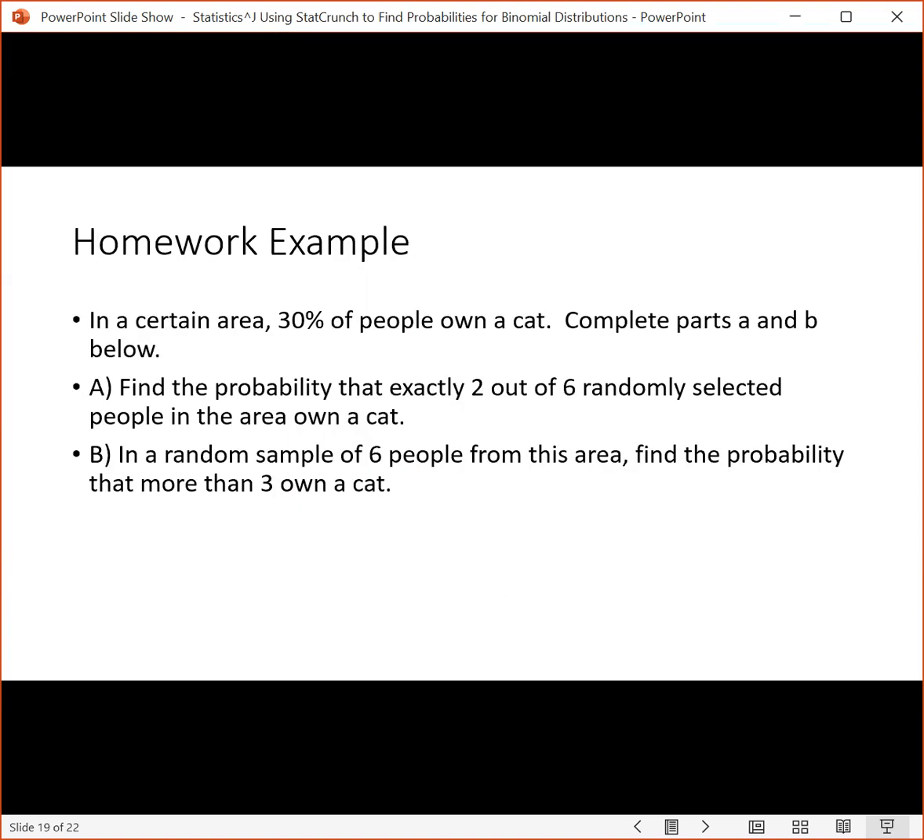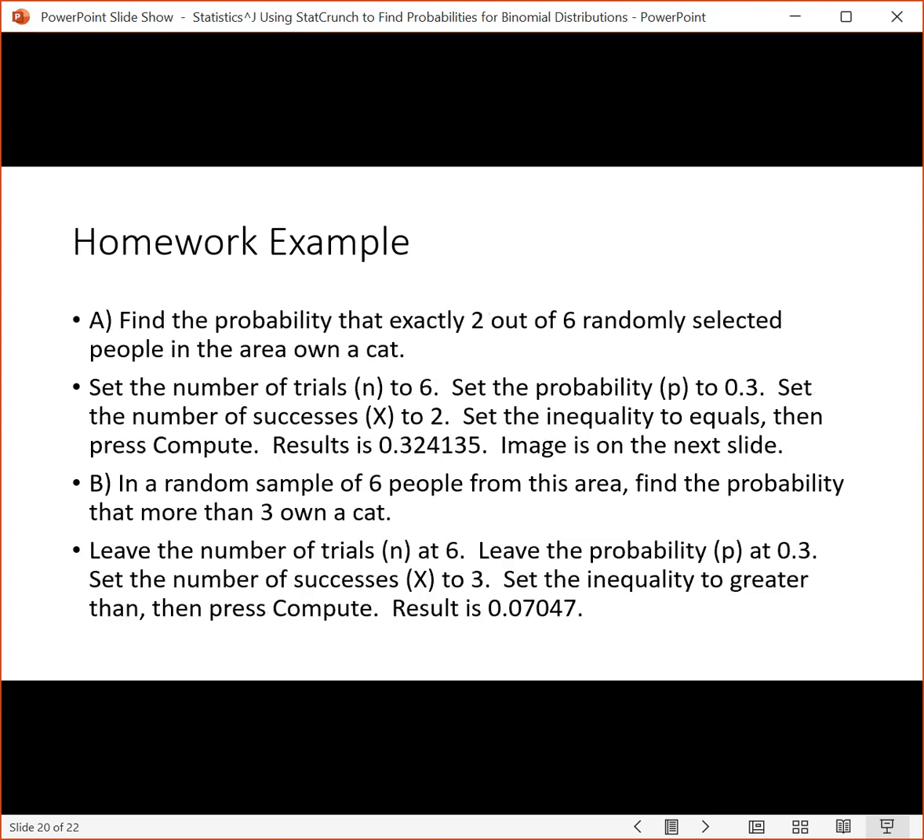Okay, and then last but not least for this one, we picked a homework example. In a certain area, 30% of people own a cat. Find the probability that exactly 2 out of 6 randomly selected people in that area would own a cat. And then in a random sample of 6 people, find the probability that more than 3 own a cat. All right, so the probability that exactly 2 out of the 6 would own a cat. So the number of trials there is 6. The probability is 30%. And the number of successes is exactly 2.